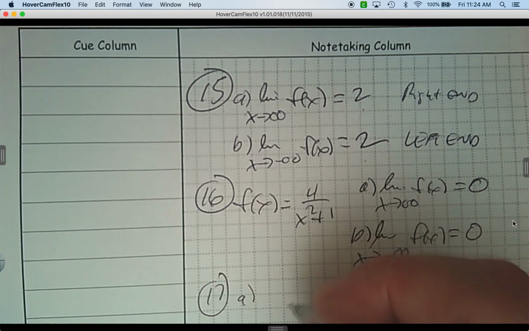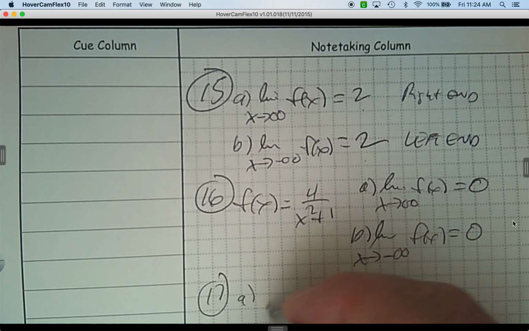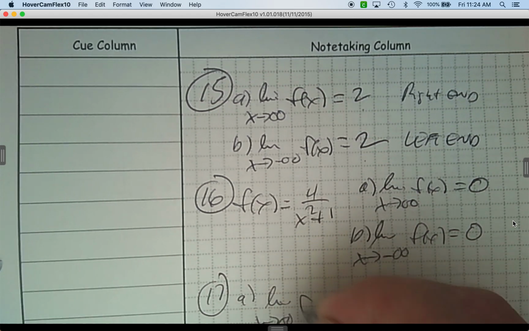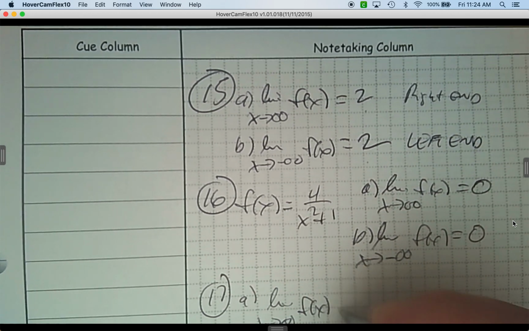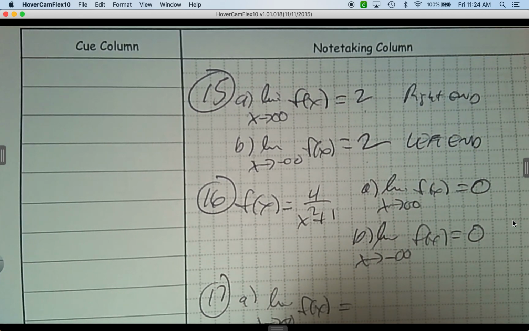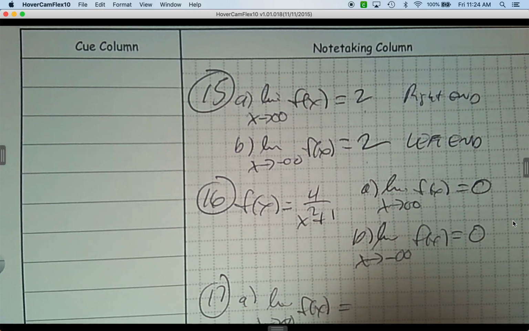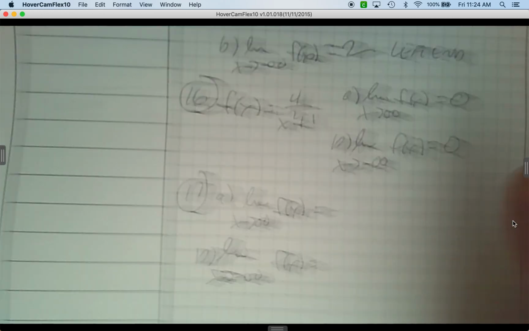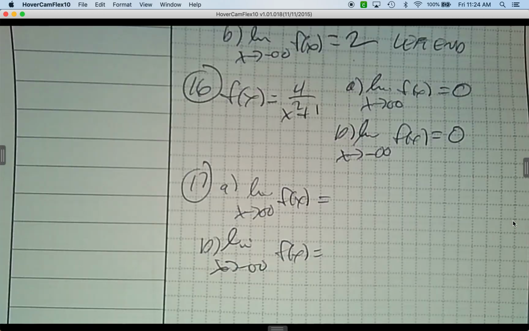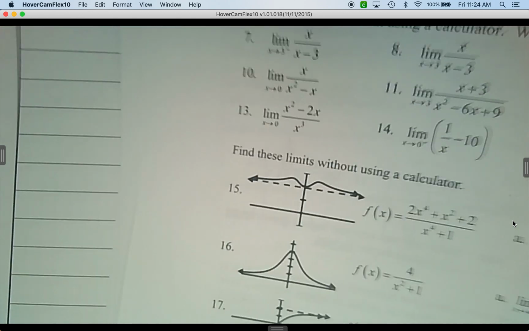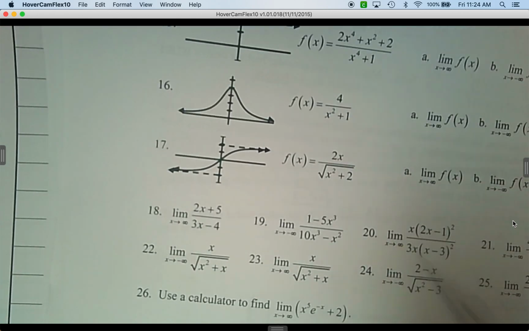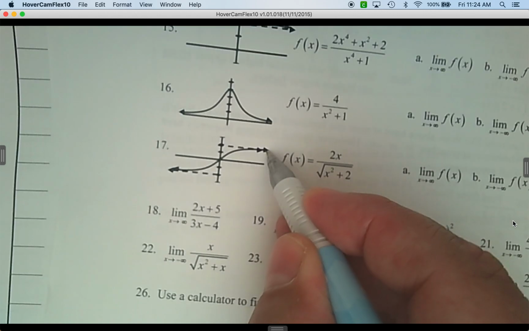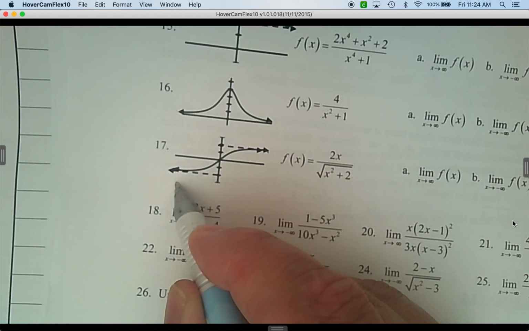So for 17, you have (a) the limit as x approaches infinity of a different f(x), and for (b), the limit as x approaches negative infinity of f(x). So again, what's the right end and what's the left end behavior of that function? I'm just going to follow the graph and realize the right end is going to positive 2 and the left end is going to negative 2.